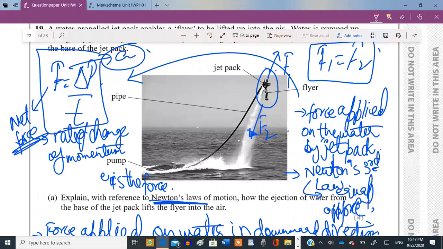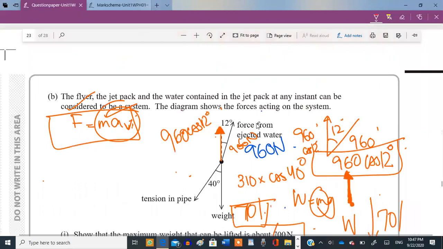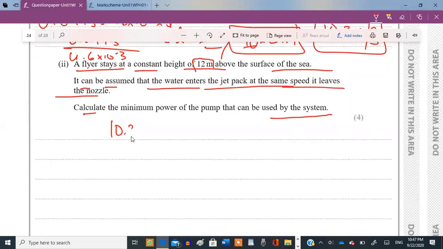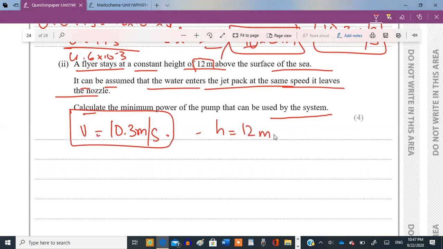And the speed with which the water is being ejected over here, this is given to us. We calculated that speed actually. It's 10.3 meters per second. It's the speed with which the water is being ejected. The height is given to us, which is 12 meters. And now the power is needed.